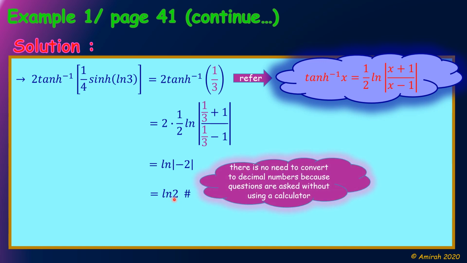There is no need to convert ln 2 to decimal numbers. It is because the question asks to solve without using a calculator, so it is not appropriate to leave our answer in decimal. If we solve without using a calculator, we just leave the final answer as ln 2 only.